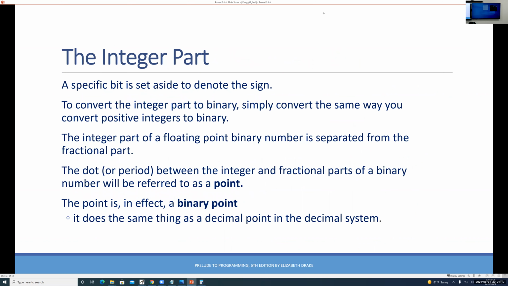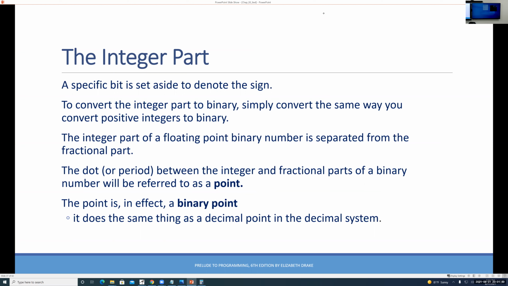Okay, now the integer part is the same, right? A specific part is set aside to denote the sign. You only have the leftmost bit to represent the sign, and to convert the integer part to binary, you simply convert it the way you convert a positive number to binary. Right? You just do it normally. So the integer part of a floating point number is separate from the fractional part.